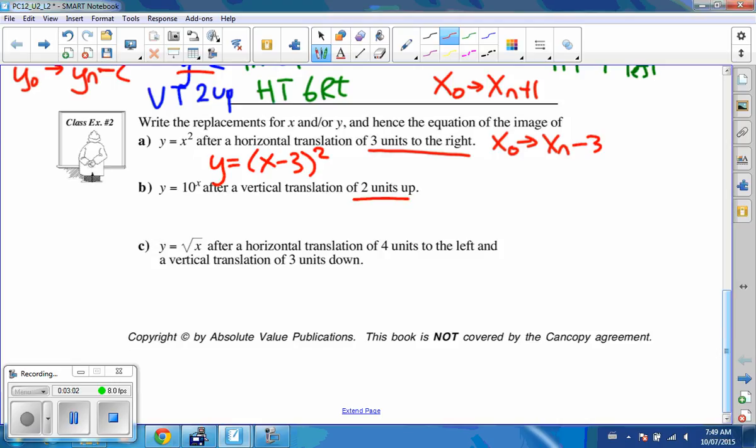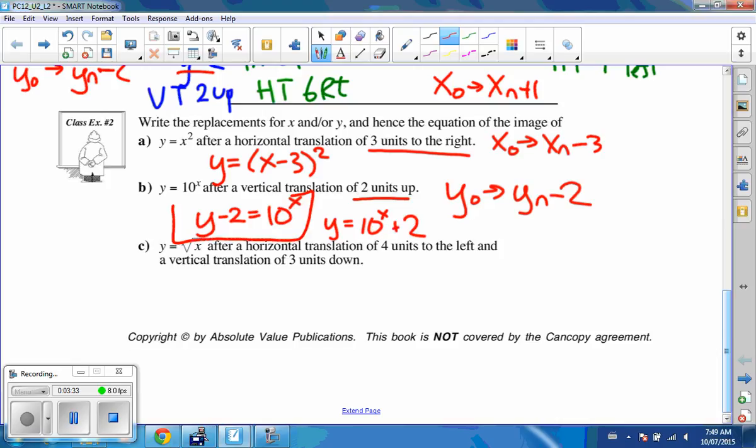Here it's going to be a vertical translation of 2 units up. So y old is going to get replaced by y new minus 2, which is also in turn then going to become y minus 2 equals 10 to the x. If I really, really wanted to, it would be absolutely fine for me to write this as y equals 10 to the x plus 2. But I actually find people understand it better if they're doing that.